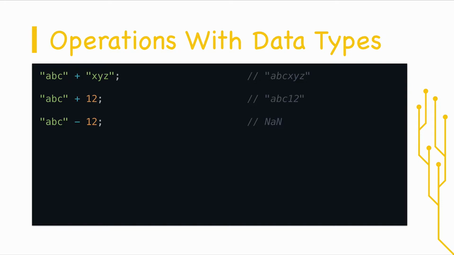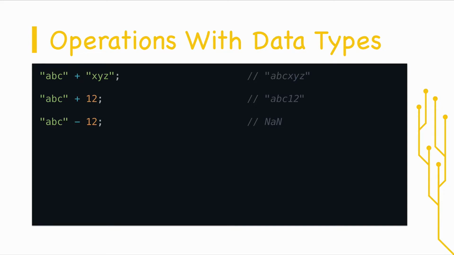However, not all operations actually make any sense. For example, while you can add a string to a number or a number to a string, you can't really subtract a number from a string. So for example, the string ABC minus the number 12 doesn't even make any sense, even in JavaScript. And that's why the result is the special value NaN.